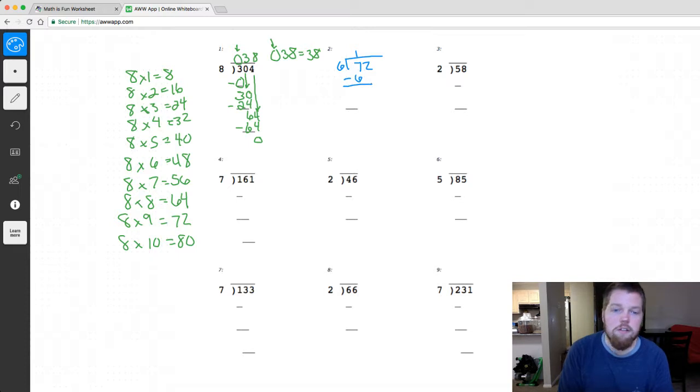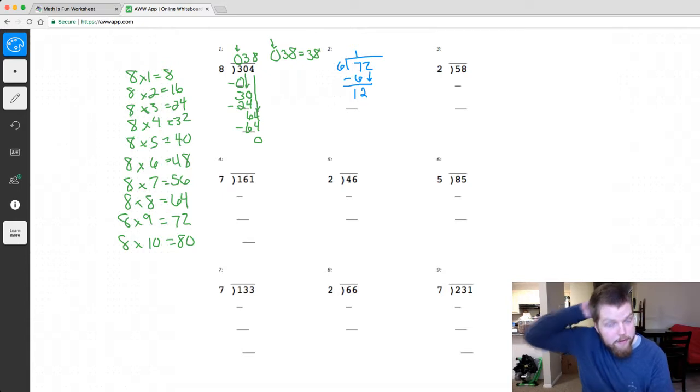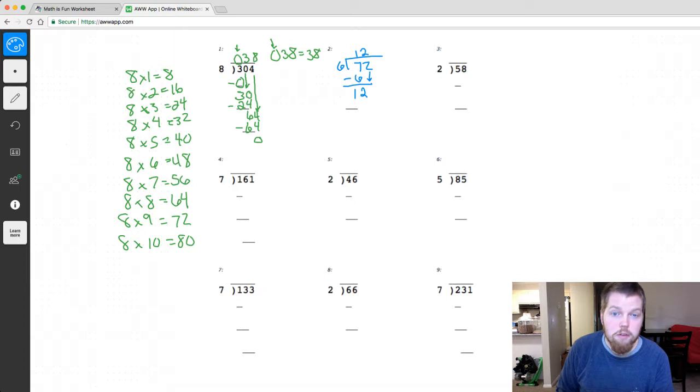7 minus 6 is 1, and then we're going to bring the next place down to get 12, and then how many times can 6 go into 12? Again, knowing your times tables here is very important. 6 times 2 is 12, and I'll put the 2 above this 2 here, so that way my places are matching up. Let's do our multiplication. 2 times 6 is 12. Do our subtraction, and we get 0. Once we're at 0, we're done.